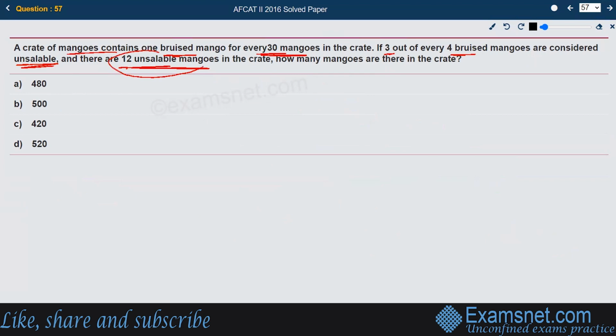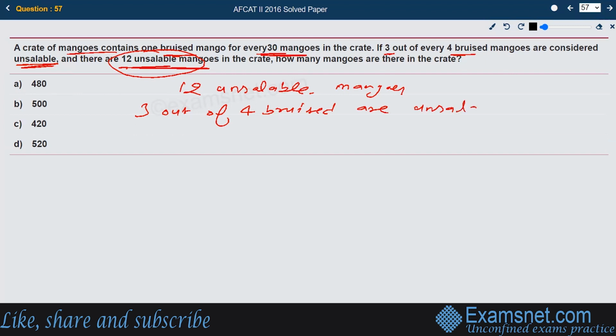There are 12 unsellable mangoes. How many unsellable mangoes? 12 unsellable mangoes. Okay, 12 unsellable mangoes are there, and there's a rate given that 3 out of 4 bruised mangoes are unsellable. So 3 out of 4 are unsellable, but there have been total 12. So if we break this 12 in the part of 3, 3, 3, 3, there will be 3 plus 3 plus 3 plus 3, that will be equal to 12 unsellable mangoes.